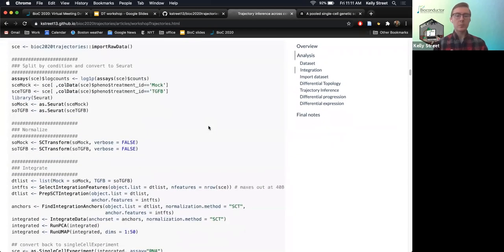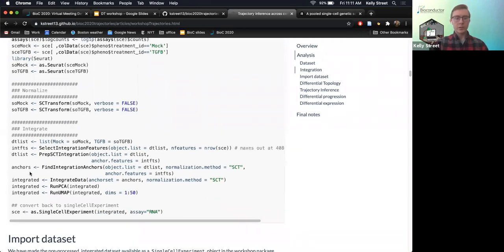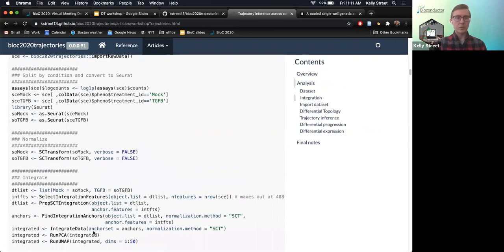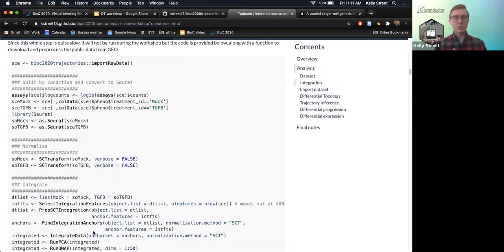This is our upstream workflow, which, like I said, we're not going to talk about a whole lot, but here's all of the code that we used to run SC transform normalization with Seurat, which is down here, to do the latest and greatest Seurat integration. And then we're converting between Seurat objects and single cell experiment objects using these as.SingleCellExperiment and as.Seurat functions.